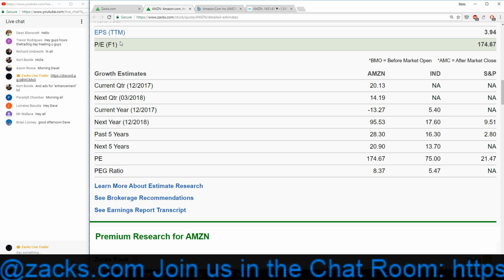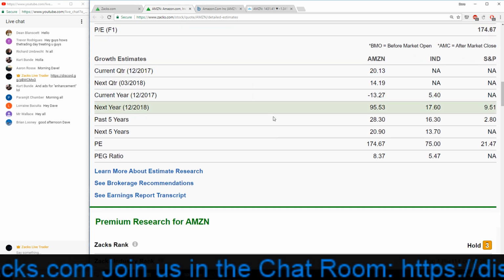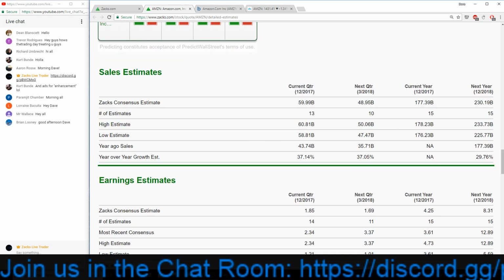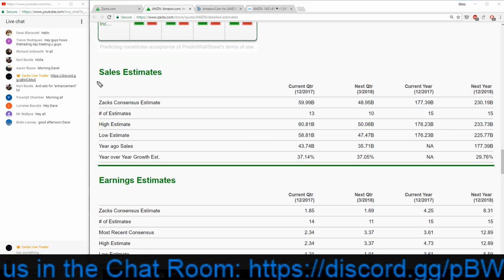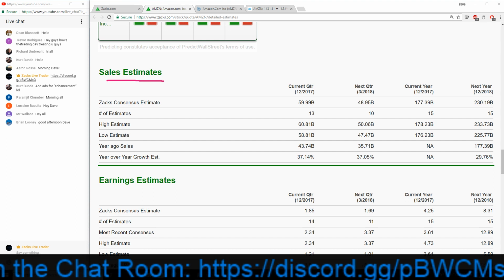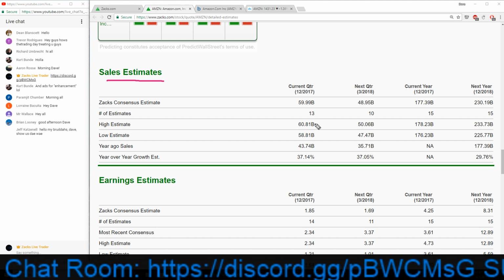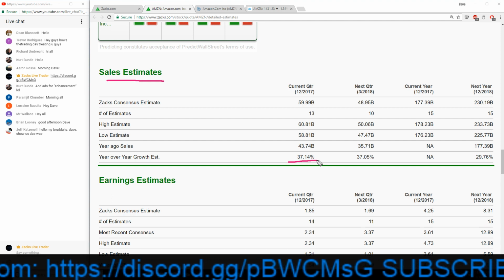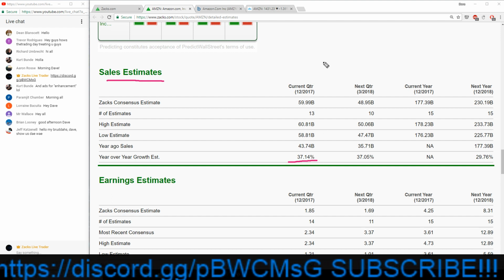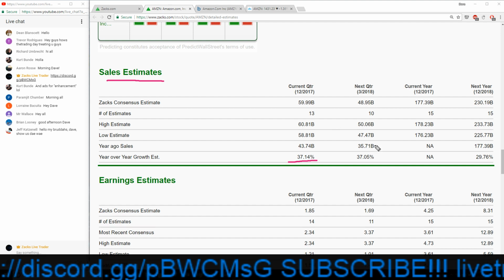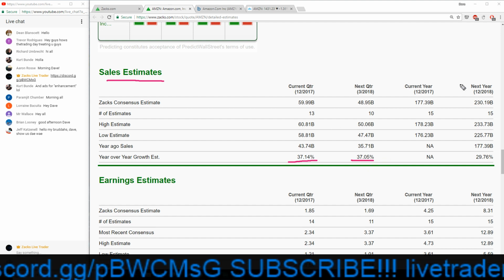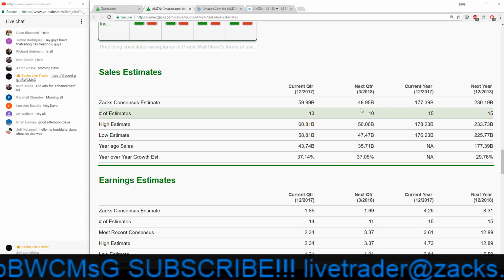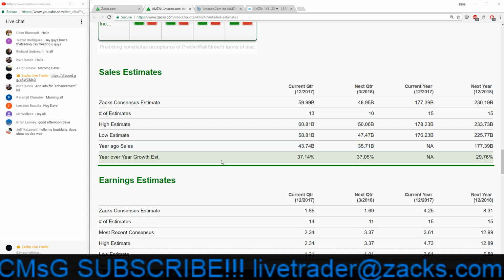Of course, the PE on Amazon is going to be astronomical. At least it's positive. Now let's look at the sales because this is what matters. I'm going to dig into these sales numbers a little bit more on the next tab. But for now, we can take 37.14% sales growth for the current quarter. Next quarter looks like 37. Next year, 29.76. So you're always going to see the 30%, you know.